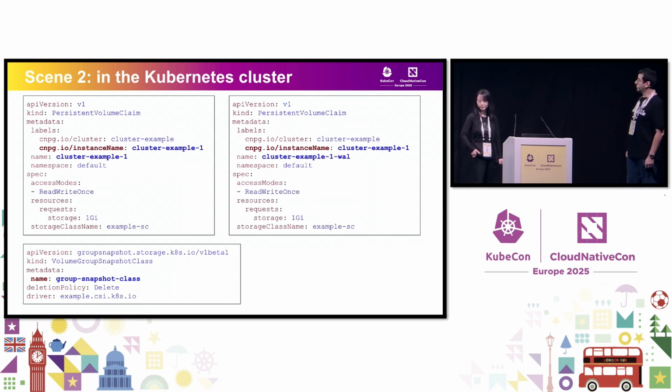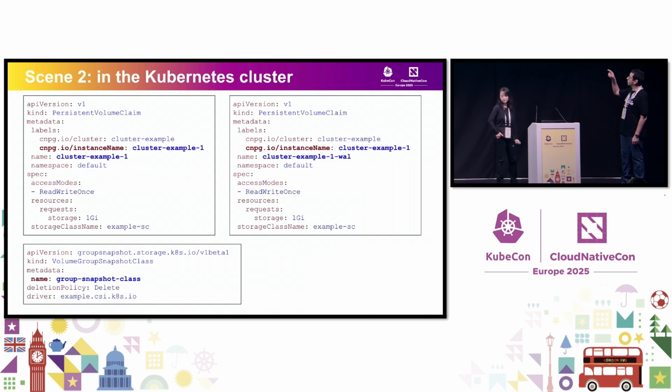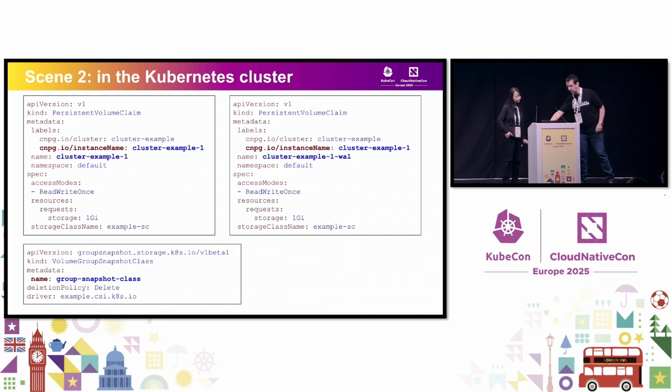The most important bit here is the common label between the persistent volume claim of data and the other one of the WALs. It's named, in this example, instance name. Then I configure immediately a volume group snapshot class because it's better to feel safe than worry. You know, I'm going to back up everything, even if it is temporary.